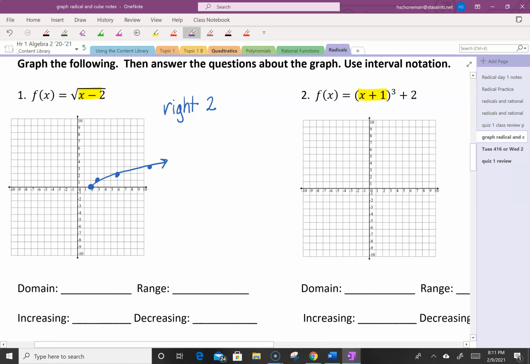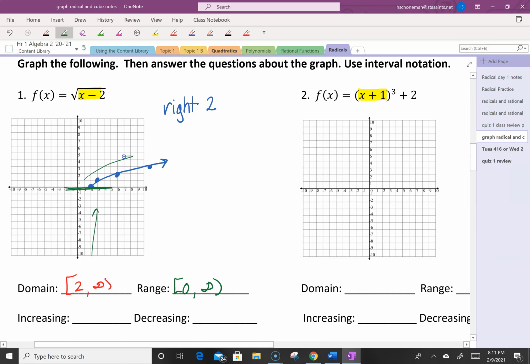The domain is the set of x values. So I read it from left to right, and I have nothing until I get to 2. So my domain is 2 to infinity. Okay? The range is my y values, and I read it from the bottom up, and I've got nothing until I get to 0 on the y-axis. So it goes from 0 to infinity.